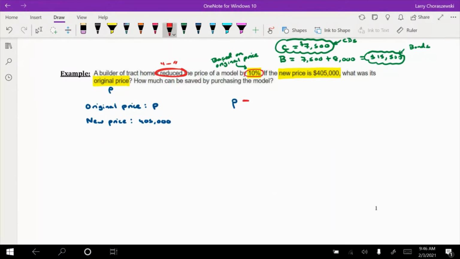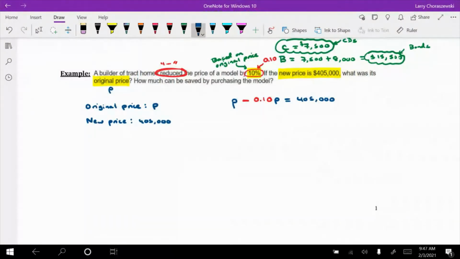Now, in these application problems, when percentages are provided to you, it's best to convert them to their decimal format. And in this case, rather than using 10, we're going to want to use 0.10 instead. Now, we're going to subtract off 10% of the original price. So an expression for that would be 0.10p. And upon subtracting 10% in this way, we should end up with the value of 405,000. Does all that make sense? All right.